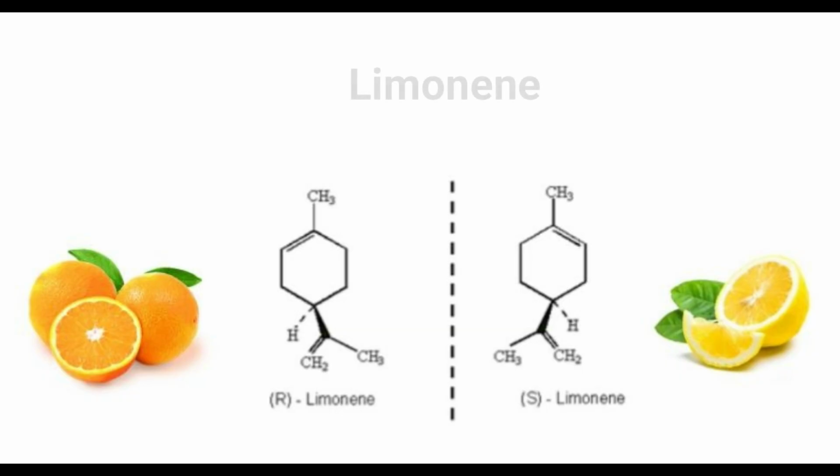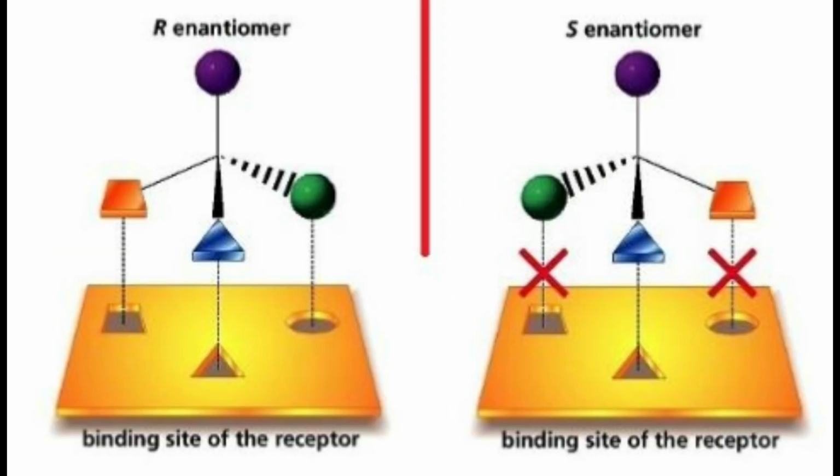Here's the first example of enantiomers in everyday life. Limonene. It occurs naturally and is found in oranges and lemons. In the picture, we can see the two enantiomers, R and S. They are mirror images. The S enantiomer gives off a lemon smell, while the R enantiomer gives off an orange smell. We just talked about how receptors bind to only the R or S enantiomer. This is a great example.